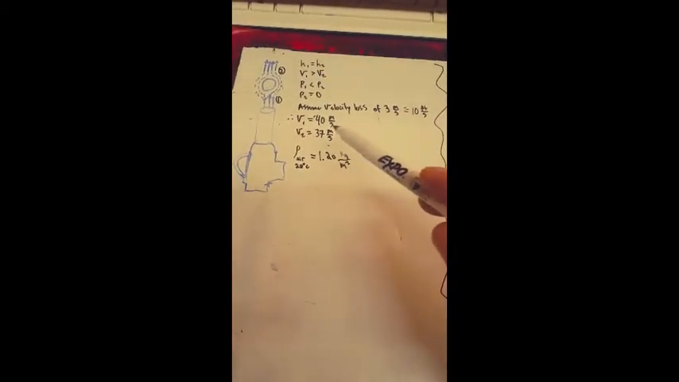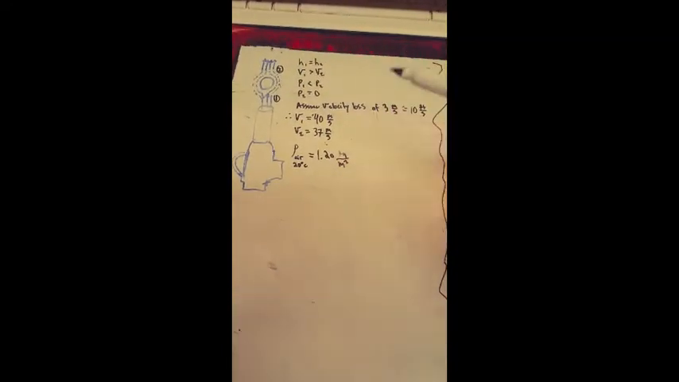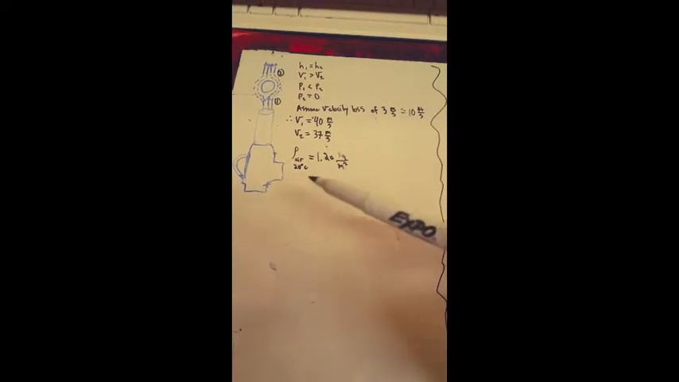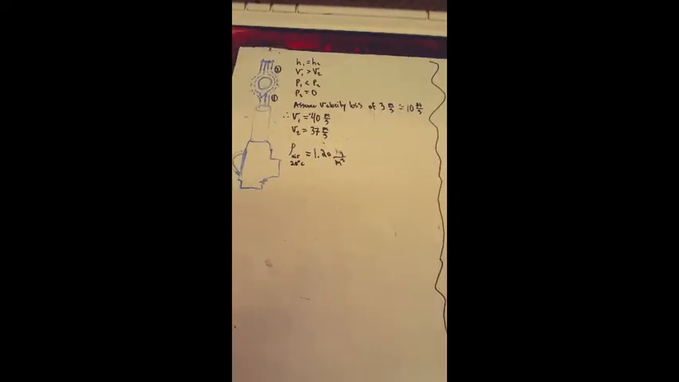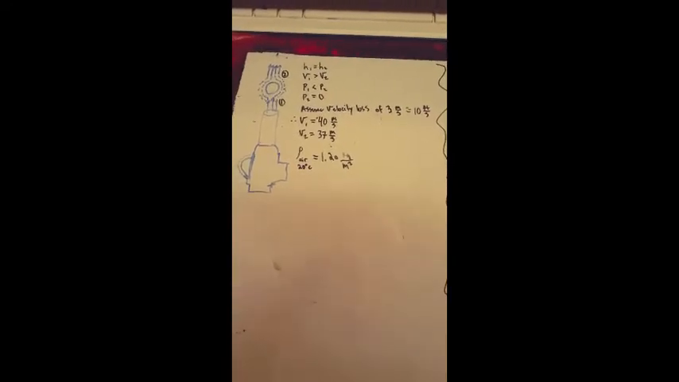That gives us our velocity at 1 to be 40 meters per second, our velocity at 2 equal to 37 meters per second, and we're going to take the density of air at 20 degrees Celsius, which is equal to 1.20 kilograms per meter cubed.